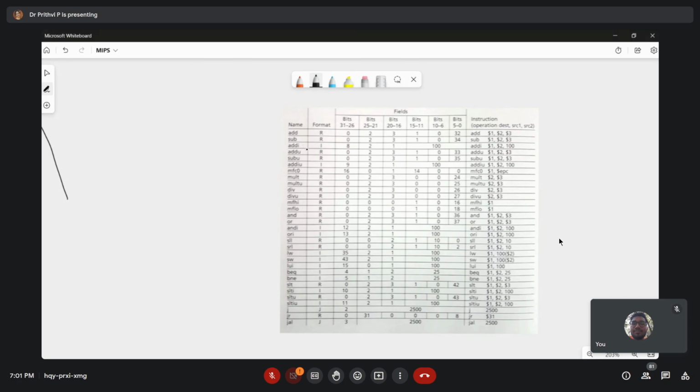For immediate operations, we are going for I format. And for J format, jump format, jump on something equal, all those things, for a simple jump or a jump on some condition, we are going for J format. How many bits of instruction are taken is clearly mentioned in this table.